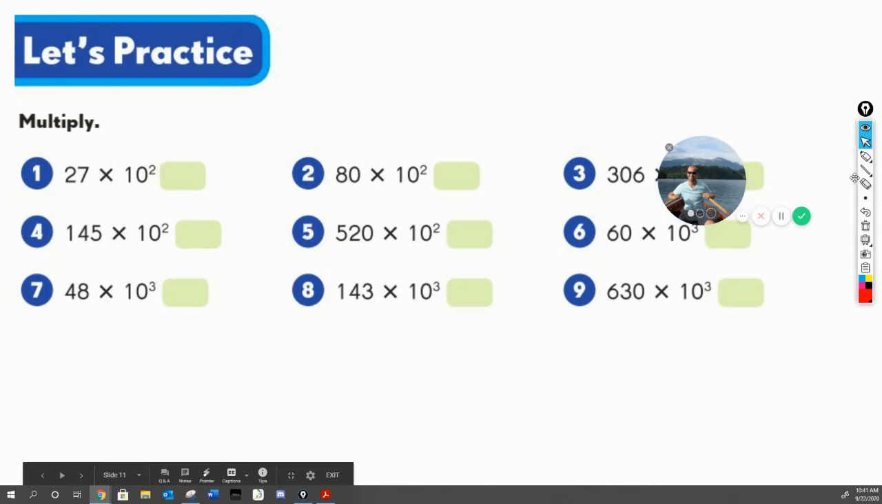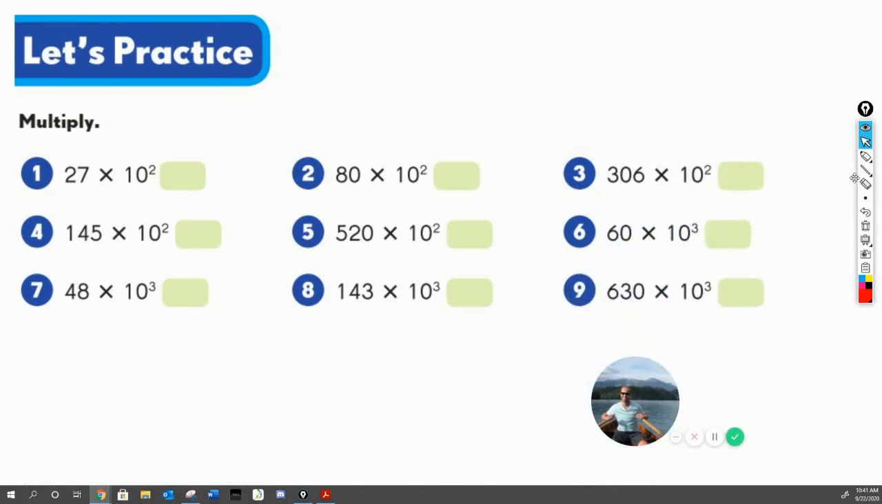Let's practice. Oh, Mr. McCarthy, get yourself out of the way. You work on this on your own. I'll work on this on my own. Let's both pause. We'll come back and put our brilliant minds together in just a few moments. Go.